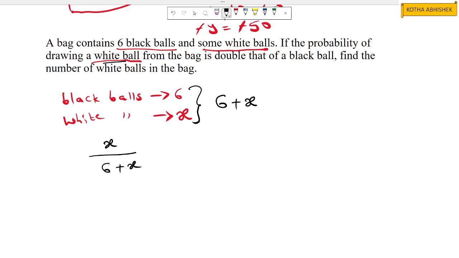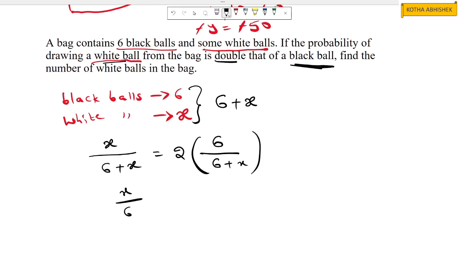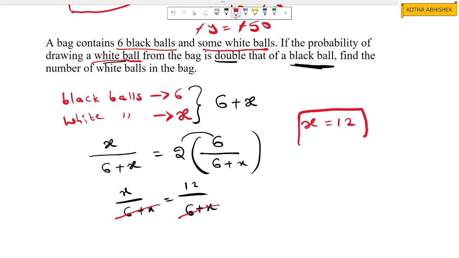Okay, now if the probability of drawing a white ball is double, that is 2 times that of a black ball, probability of picking a black ball, 6 black balls are there, so favorable outcome is 6 divided by total outcomes, total number of balls are 6 plus x. Now if I simplify this, x by 6 plus x equals 2 times 6, 12, divided by 6 plus x as it is. Now if we observe the left side part and right side part, both the denominators are same, right? That is 6 plus x and 6 plus x. We can cancel that. So remains x equals 12. It means number of white balls are 12.